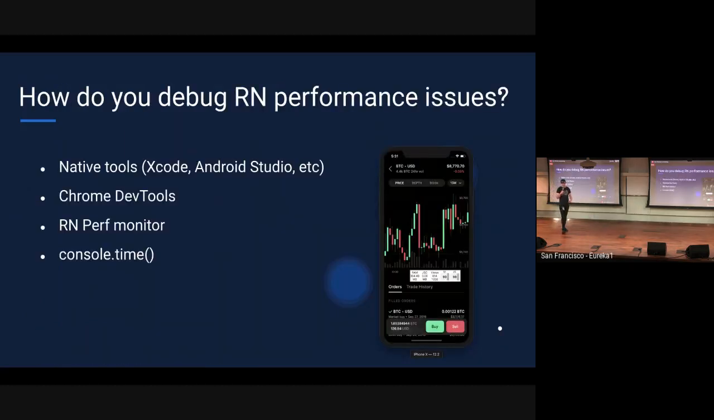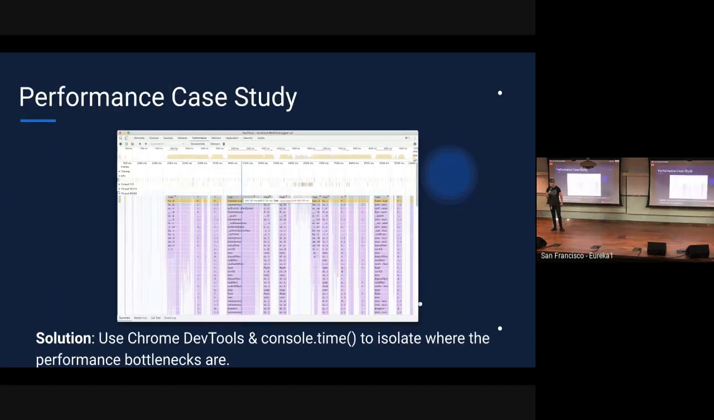Well, you have a bunch of tools that are open to you. If you're a native iOS or Android developer, you have Xcode and Android Studio. If you are a React front-end developer, you can also use your Chrome DevTools. React Native in the simulator, and in developer builds on the device, has the React Native perf monitor. And you also have the simple console.time function, which you can wrap functions in to see exactly how long they're taking. So what do we do to debug this?